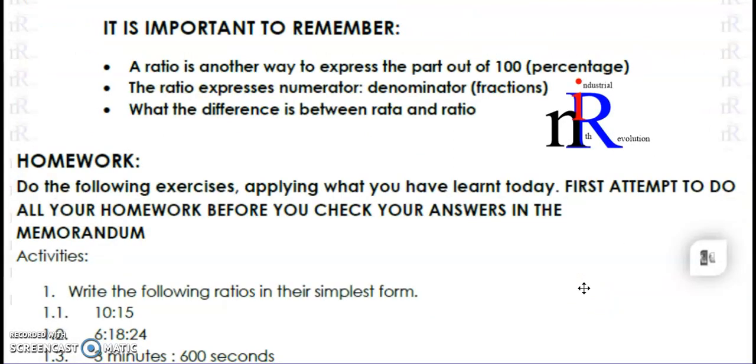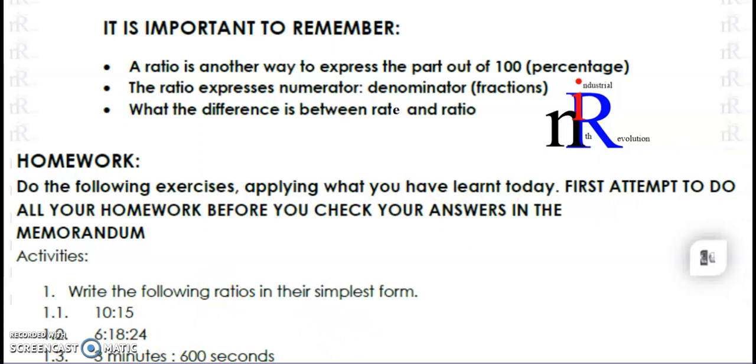Let us consolidate the two. A ratio is another way to express the part out of 100, for example, percentage. The ratio expresses the numerator to a denominator, fractions. What is the difference between ratio and rate? When we work with ratio, it's generally the same unit of measure. When we work with rate, it's generally two different units of measure. One is expressed to the other.